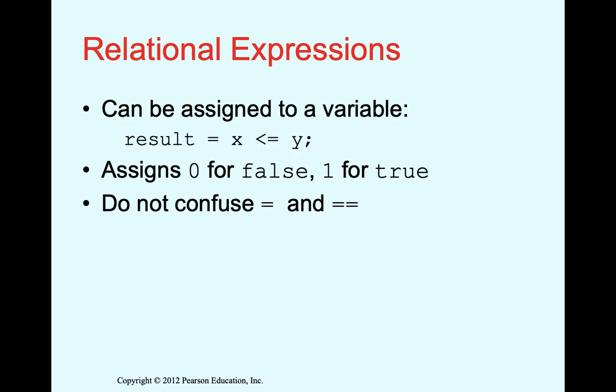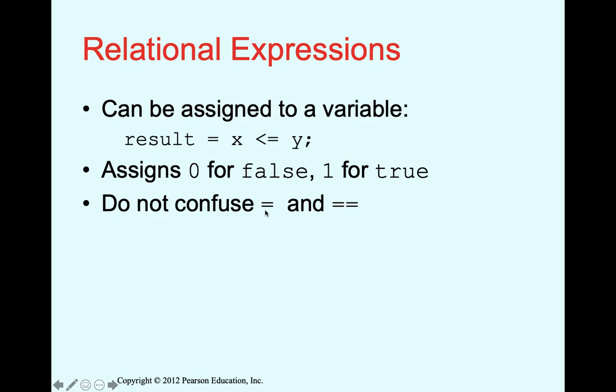We can also store or assign the result of a relational expression to a variable. We can have a Boolean variable called result, and we can say result equals x less than or equal to y. This will check if the value of x is less than or equal to y. We will store in result true or 1. If it is false, we will store 0 or false because it's Boolean.